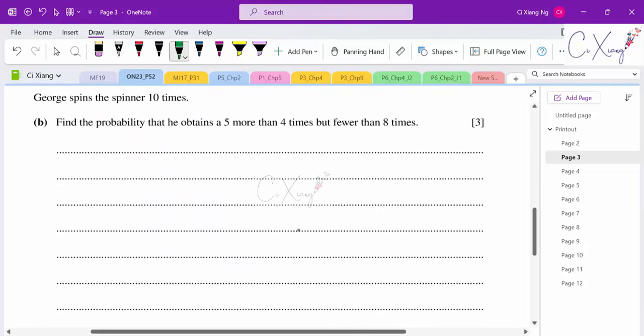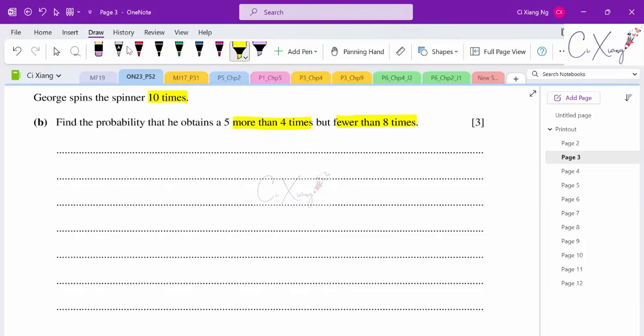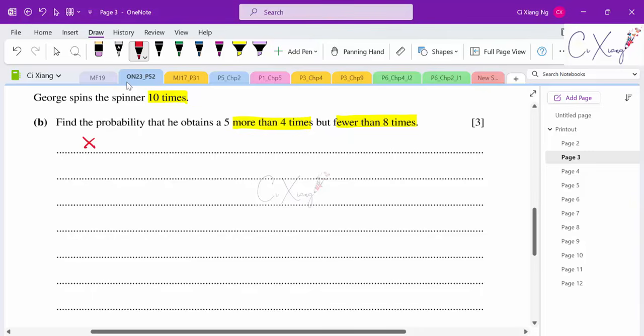For part number B now, there is a limit of throwing the spinner, which is 10 times. When you have a certain limit of doing some experiment or throwing something, and after that they are saying obtain the 5 more than 4 times but fewer than 8 times. So out of the 10 spins, more than 4, fewer than 8, something happened. This kind of question structure belongs to binomial. Especially when the total number of trials is fixed, you should expect it to be a binomial distribution.